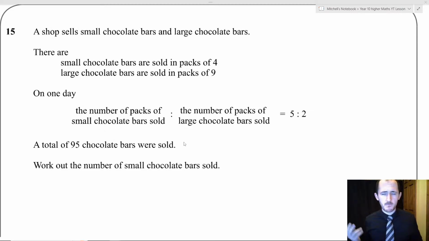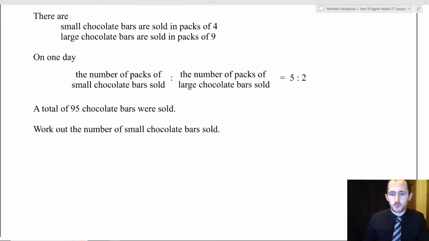Okay. So, a shop sells small chocolate bars and large chocolate bars. There are small chocolate bars which are sold in packs of 4, and the large ones are sold in packs of 9. On a day, the ratio of small to large is 5 to 2, and a total of 95 chocolate bars were sold. Yeah, sure, Lila, we can. So work out the number of small chocolate bars sold. So, again, not too bad.